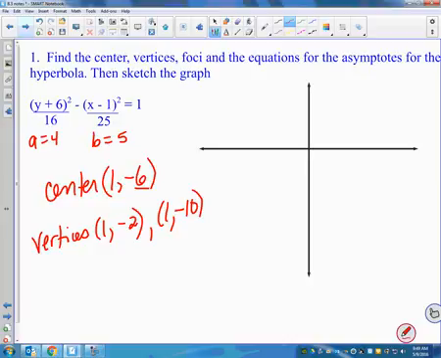Just like with an ellipse, the foci aren't really necessary to graph, but they oftentimes ask for them. And just like we said, you're going to have to solve for C, and you have to remember that C squared is the biggest one on this one.